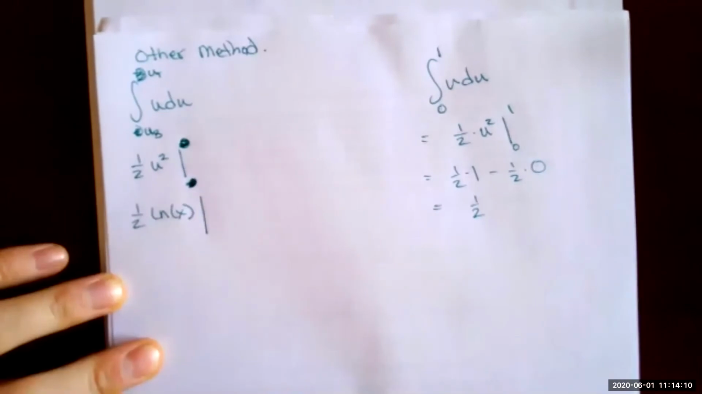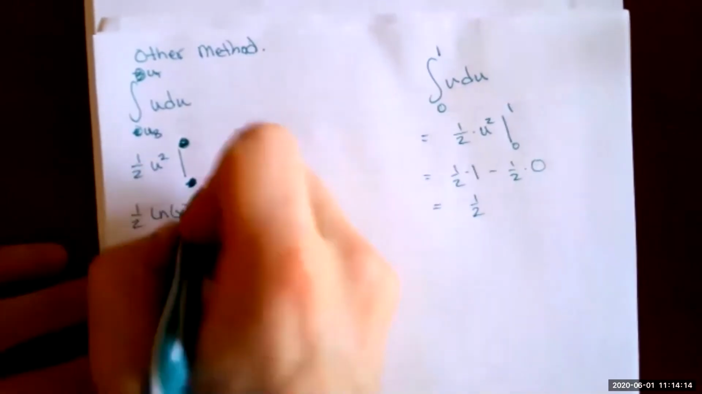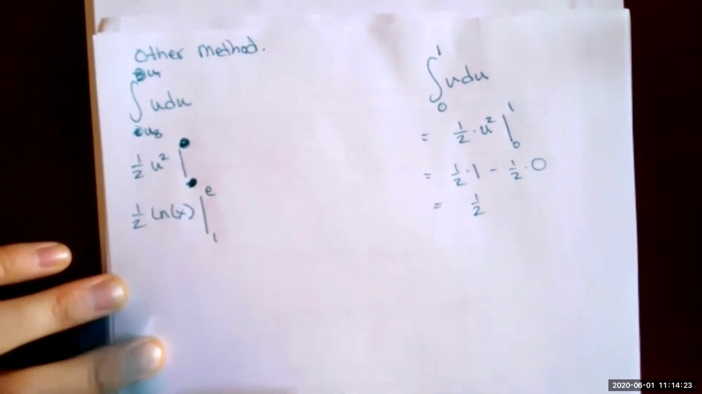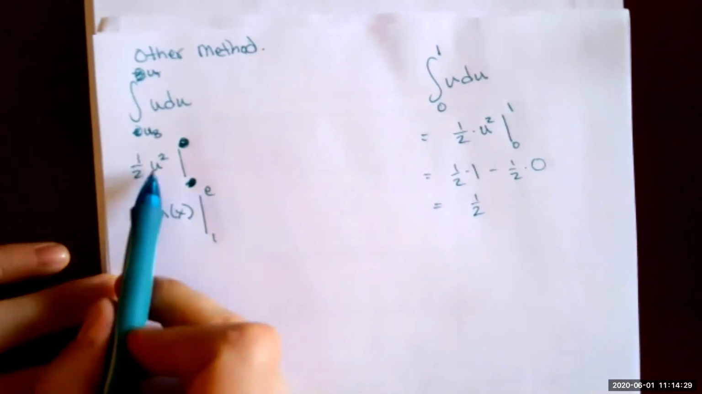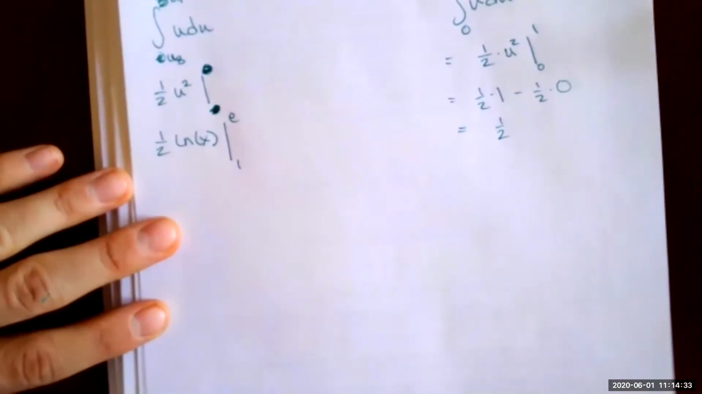I still need to evaluate, but now that I'm back in x's, we can just plug in our bounds for x. And the original bounds we started with were 1 to e. So we can just keep using those. We're back in x's. We're back to our x bounds. You don't even have to worry about finding the other ones.